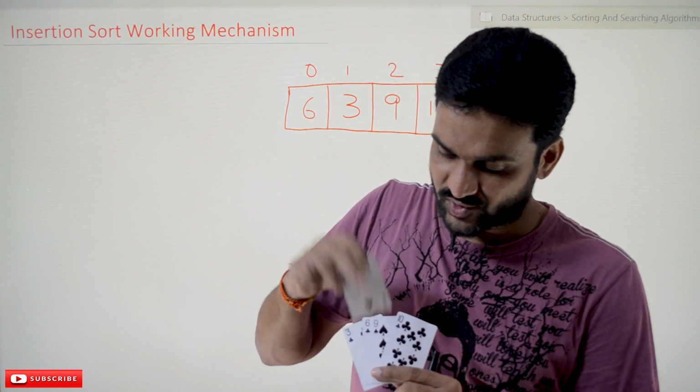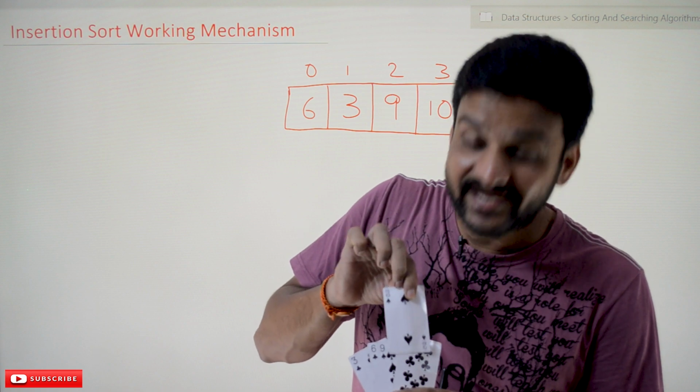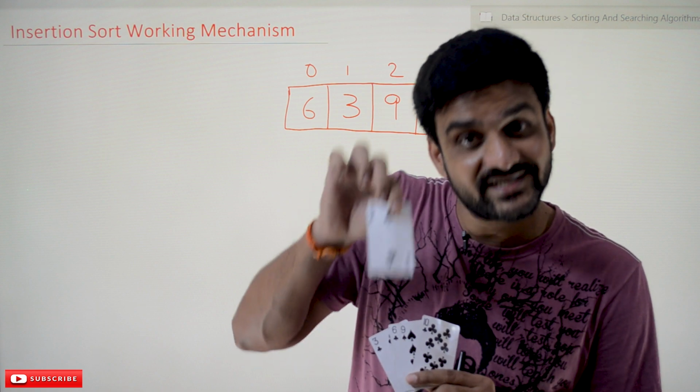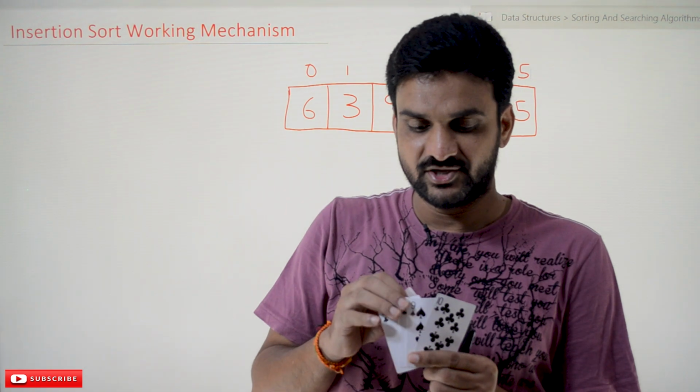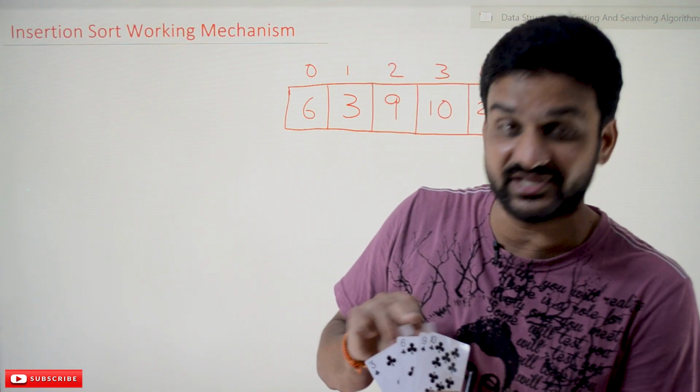Now the space is more. Now what we are going to do? 9 is getting compared with 2. Is it greater? Yes, it is greater. So what we have to do? We have to just move that and make some space between these two.